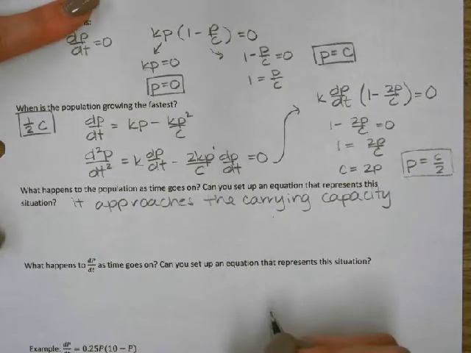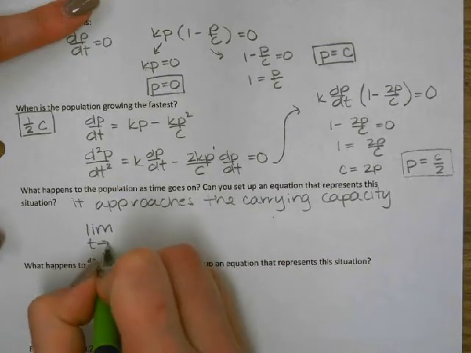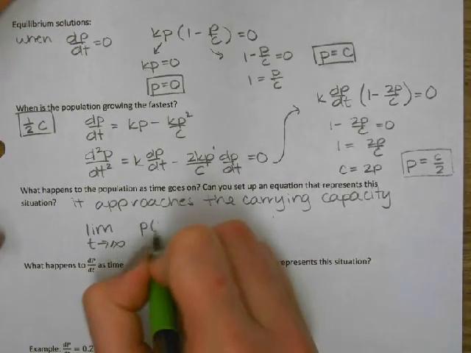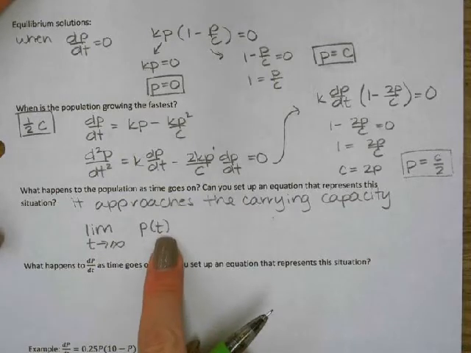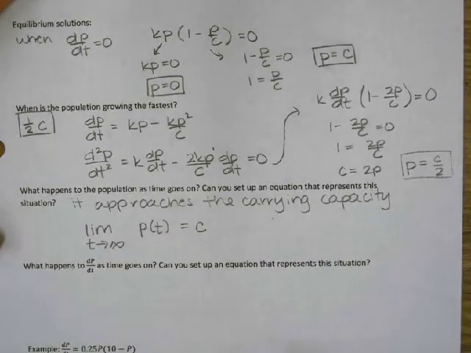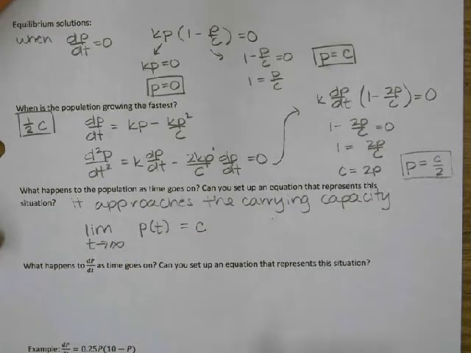And when we write this as an equation, we're actually going to think of it as a limit. So I'm going to say the limit as t goes to infinity, so as time goes forever, of the population in terms of t, is going to be c for the carrying capacity. So the population approaches the carrying capacity as time continues forever.